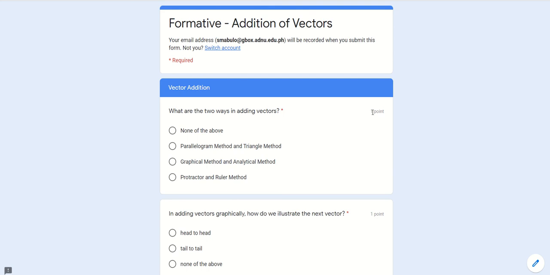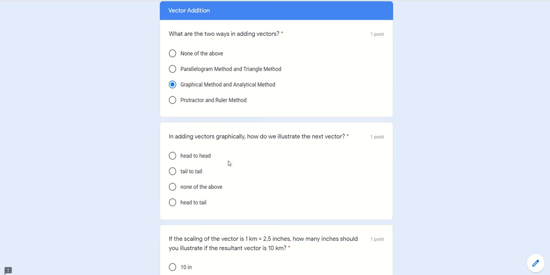What are the two ways in adding vectors? We mentioned this already. You have graphical and analytical. In adding vectors graphically, how do we illustrate the next vector? We add vectors usually in terms of graphical gamit ang head to tail. Okay, so yung buntot niya, yung head ng arrowhead, nilalagay yung buntot ng next vector.